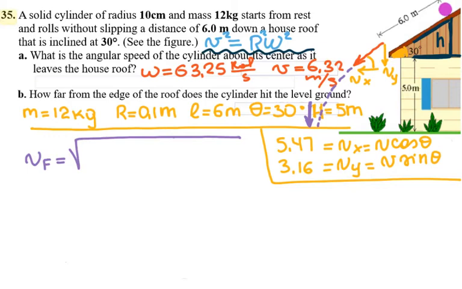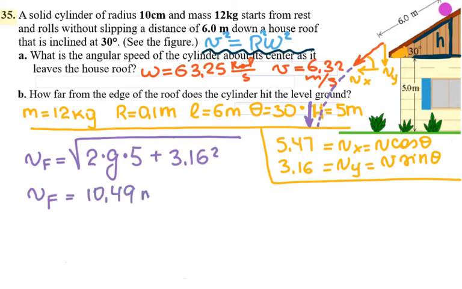So the final velocity is the square root of 2 times acceleration times the distance it has fallen, which is 5 meters, plus the initial vertical velocity, because we don't look at the horizontal motion right now, we're just looking at the vertical velocity. So the initial vertical velocity is Vy, and that one is 316, squared. So I can find that the final velocity is going to be equal to 10.49 meters per second.